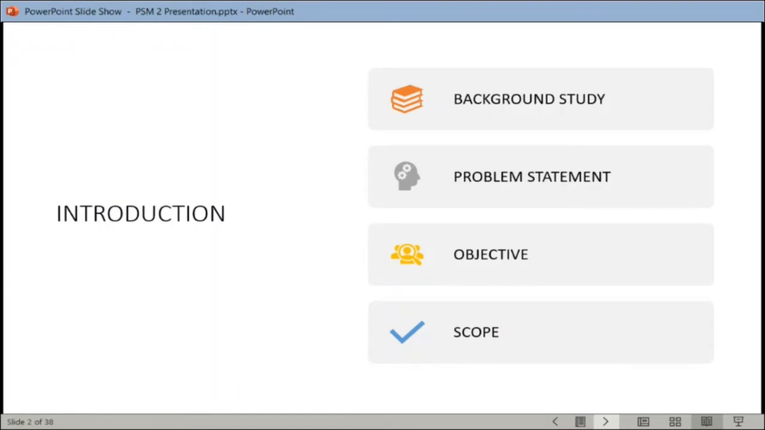Since my last final year project had a different title, I will explain again from Chapter 1. So for the introduction, we have the background study, problem statement, objective and scope.